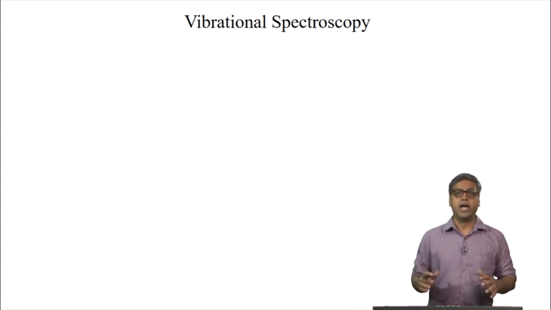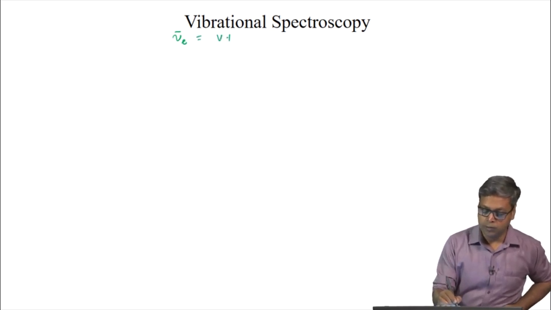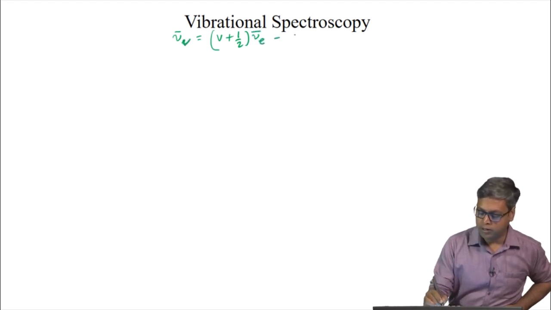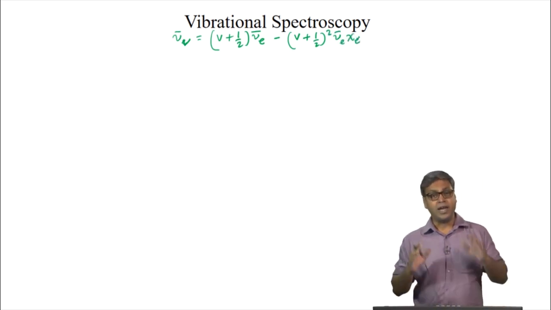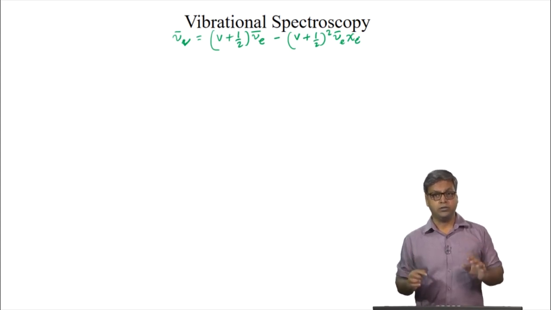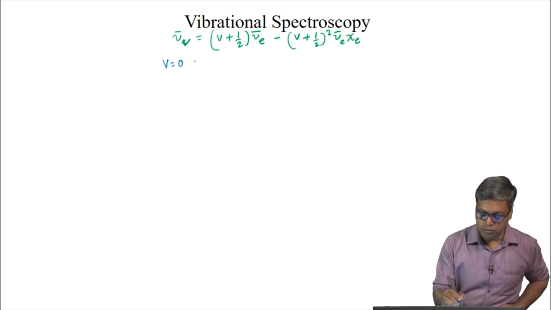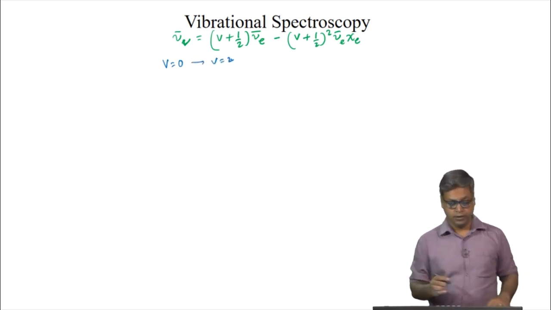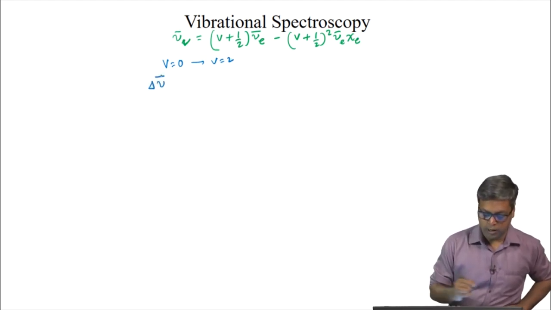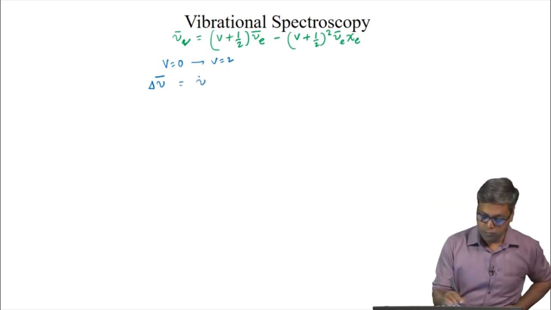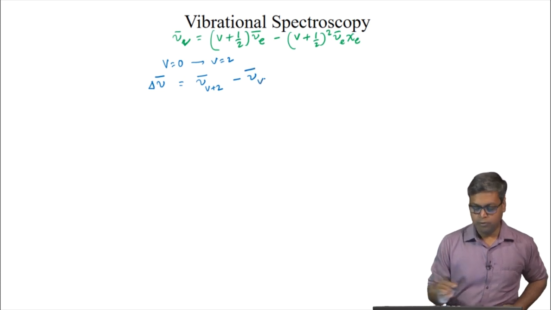So, if we now use the anharmonic energy expression, that is ν̄(V) equals (V plus half) ν̄_e minus (V plus half) squared ν̄_e χ_e, we can find out the energy difference corresponding to the first overtone. Because the first overtone is from V equals 0 to V equals 2, the energy difference, that is the Δν̄ for the first overtone, will be ν̄ for V plus 2, and we have to subtract ν̄ of V from ν̄ of V plus 2.